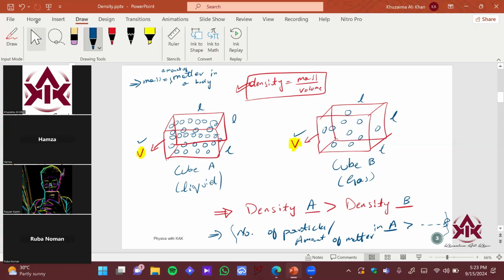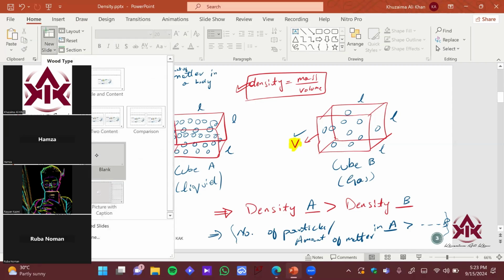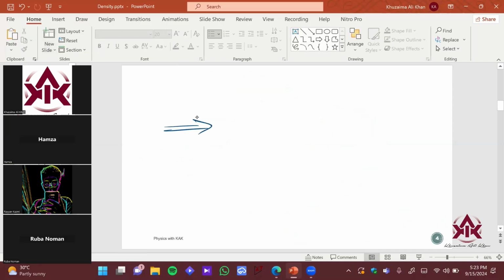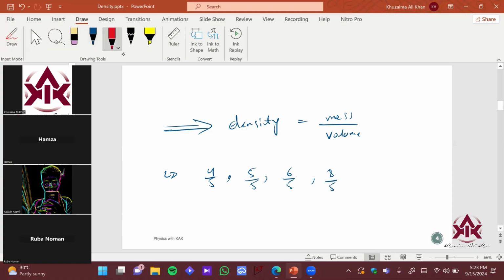If you closely observe the formula, and if I go to the blank slide, the formula says density equals mass upon volume, right? Now see this example. If I have 4 upon 5, and if I increase the numerator, let's say I make it 5 upon 5, now 6 upon 5, now 8 upon 5. So I'm basically increasing the numerator, right? So what is happening to the overall answer?